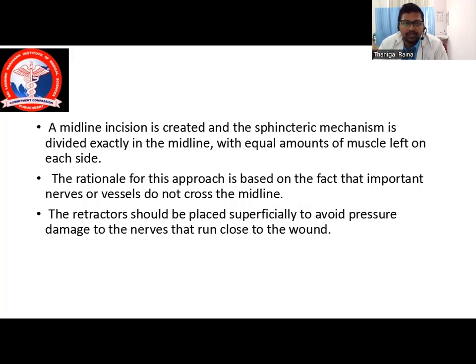So a midline incision is created and the sphincteric mechanism is divided exactly in the midline with an equal amount of muscle left on each side. The rationale for this approach is based on the fact that important nerves or vessels do not cross the midline. So the retractor should be placed superficially to avoid pressure damage to the nerves that run close to the wound.